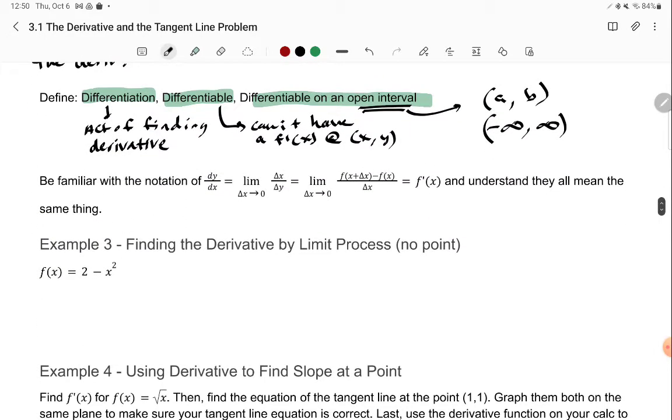And a few things that I want you to be familiar with are the notations. Let me get a different color. dy/dx also means the derivative. The limit as change in x approaches 0 of change in y over change in x also means a derivative.